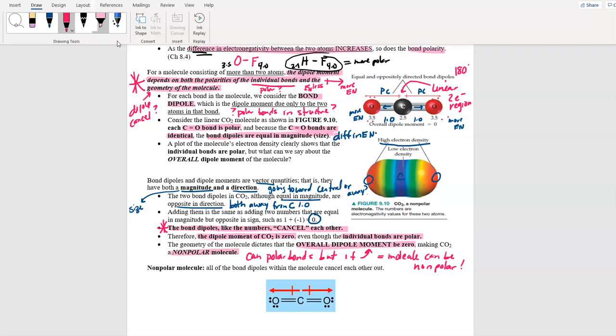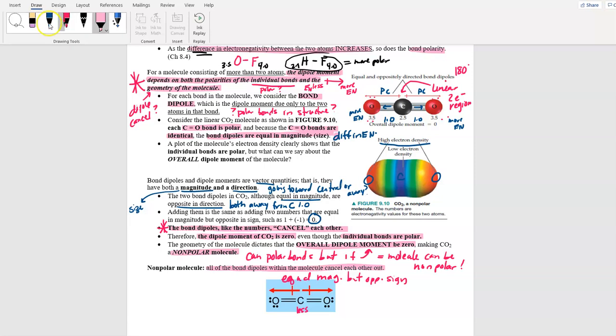So what this has to do with is something called dipole cancellation. Right here, carbon is less electronegative, and both dipole moments are equal in magnitude but opposite in sign. They're both going away from the carbon. Because of that, it's called dipole cancellation, where all the bonds within the molecule cancel each other out.